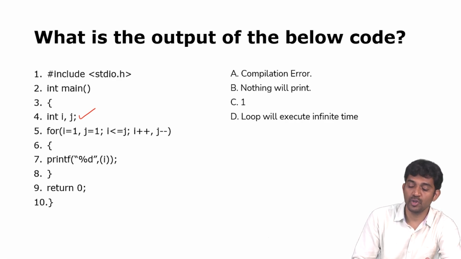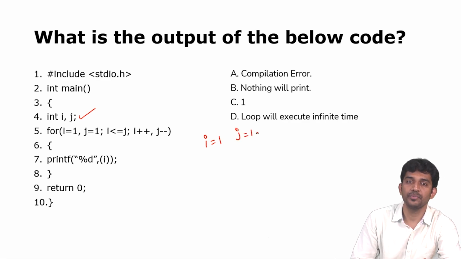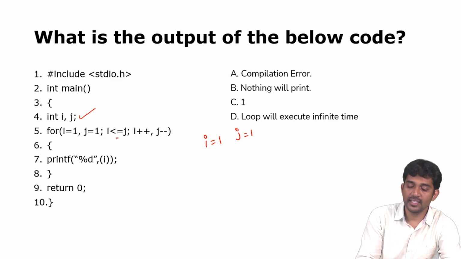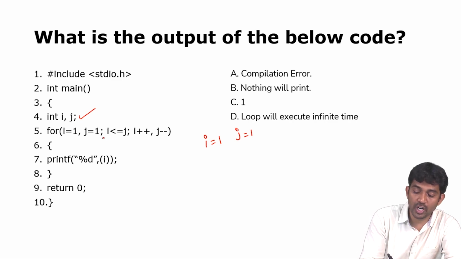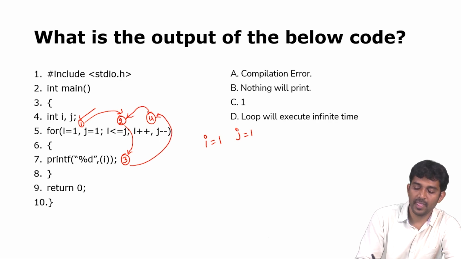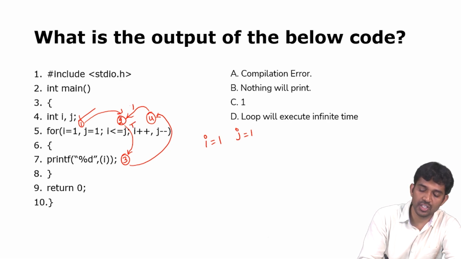And they repeated it with a loop. Initially they assign the i value as 1 and the j value as 1. Next, they applied the condition. You know that the for loop starts from here: first step, second step, third step and fourth step. The controller goes from 1 to 2, 2 to 3, 3 to 4, and then 4 to 2. If the condition is true, it comes to here. If the condition is false, then it exits the loop.